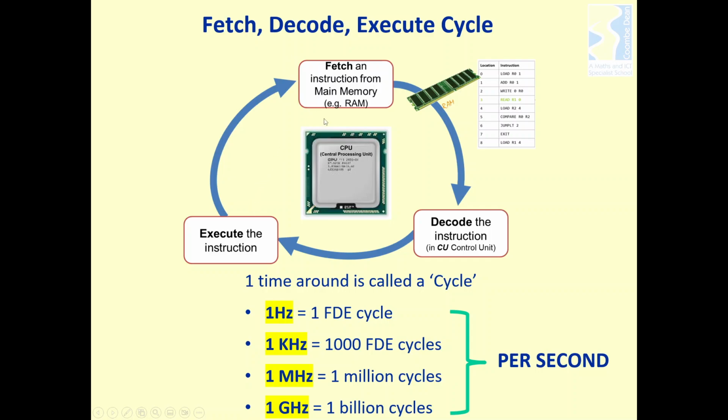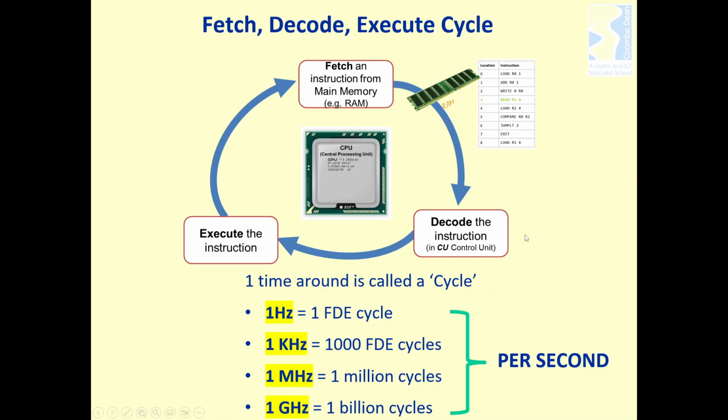Okay, one other thing to know, the FDE cycle, fetch, decode, execute, one time around this cycle is called 1 Hertz. One cycle is 1 Hertz. 1,000 times around per second is called 1 kilohertz, 1 kHz. 1,000,000 times per second would be 1 megahertz, and 1,000,000,000 times per second is 1 gigahertz. Bearing in mind, most modern CPUs are something like 2.4 gigahertz, that means 2.4 billion instructions or cycles per second.